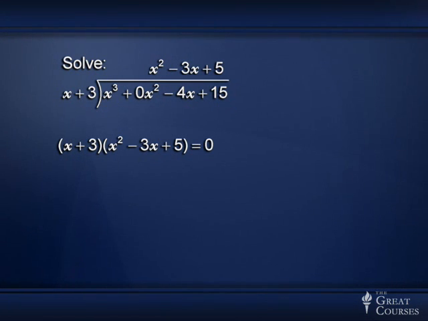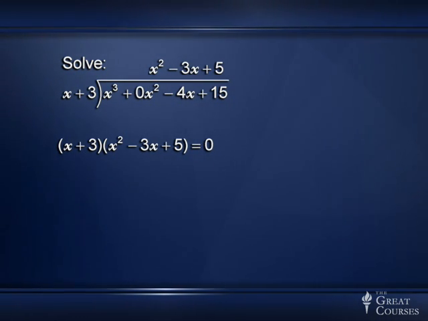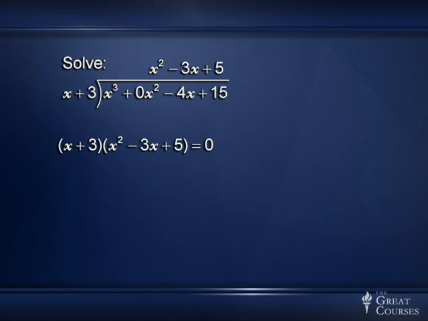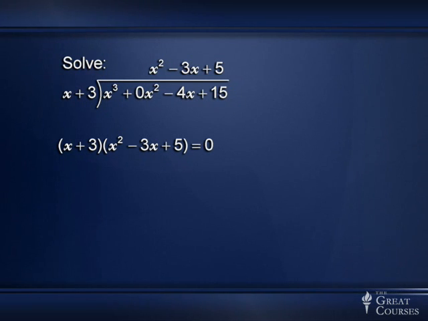Well, you know what root comes from the x plus 3. That was the -3 that you already found. So now let's look at the other part of the polynomial, x squared minus 3x plus 5. Can we find the two roots that are there? Well, of course. Use the quadratic formula. How many tools have we used in this example? Tons of them. But these are all great tools.